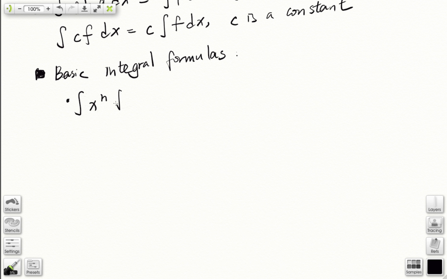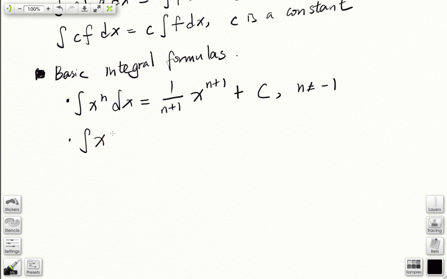Okay, so the integral of x to the power n equals 1 over n plus 1 times x to the power n plus 1, plus a constant c. So always remember this constant c. And also notice that it will only work when n is not equal to minus 1. So what will happen then? The integral of x to the power minus 1 is going to be ln of the absolute value of x plus a constant c.